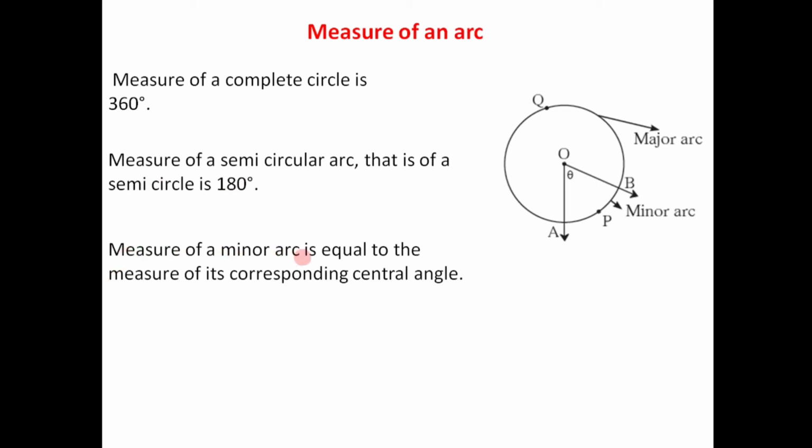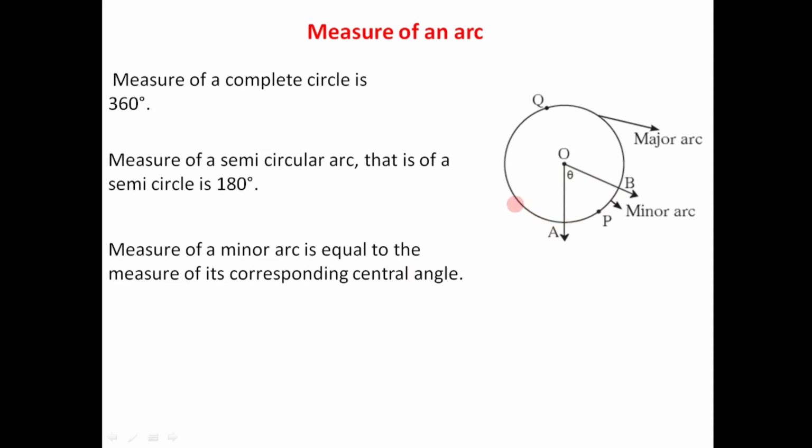Now to find the measure of a minor arc, it is equal to the measure of its corresponding central angle. Let's observe the diagram here. Angle AOB is a central angle, so angle AOB is the corresponding central angle for arc APB. That's why the measure of arc APB is the same as the measure of angle AOB.